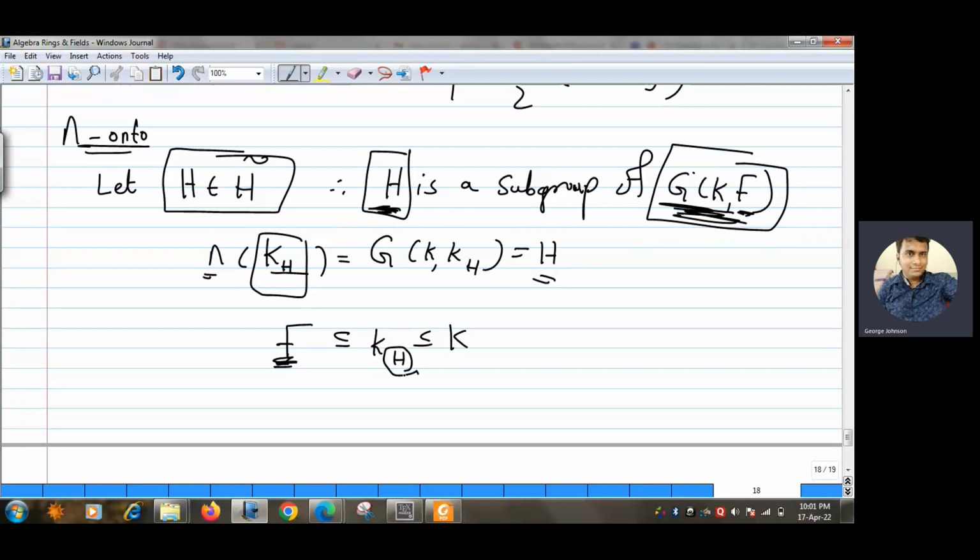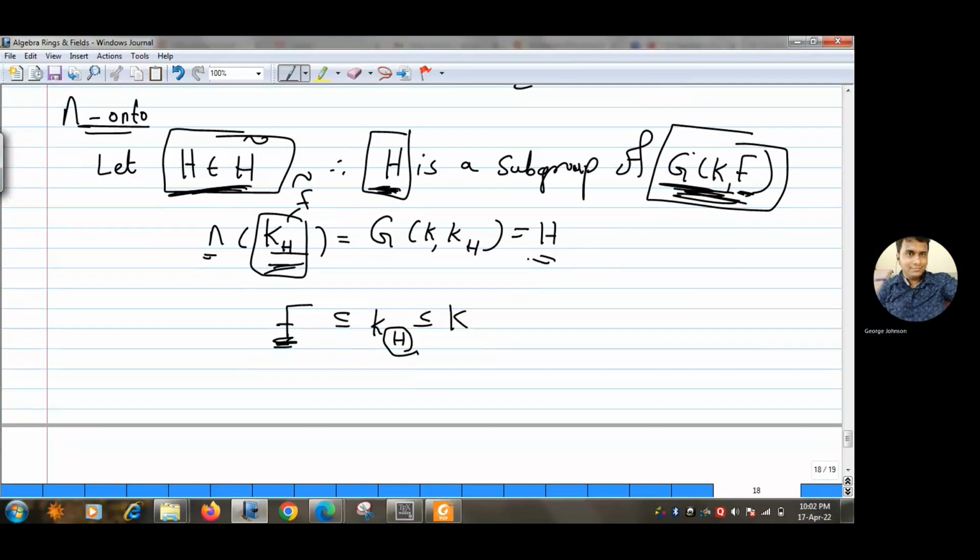Therefore, all the elements of F are fixed by all the elements of H, and therefore F belongs to KH. F is a subset of KH. So you can see that KH is properly lying between F and H. And therefore, I can say that this is an element of codomain F tilde. So whenever we start with an element of codomain, I can construct an element of domain whose image is that element of the codomain.